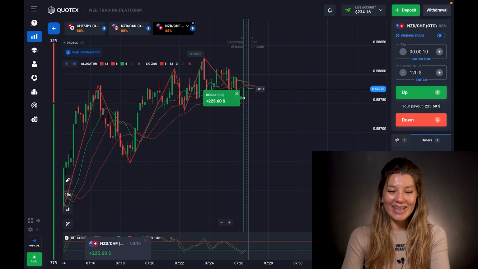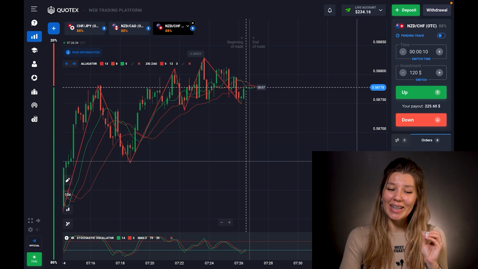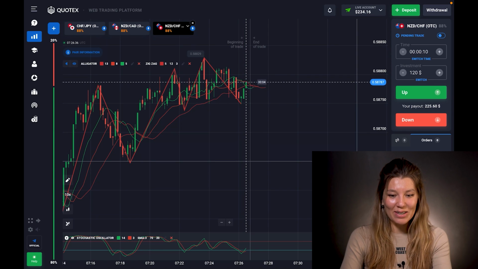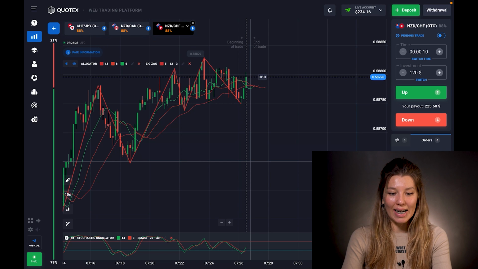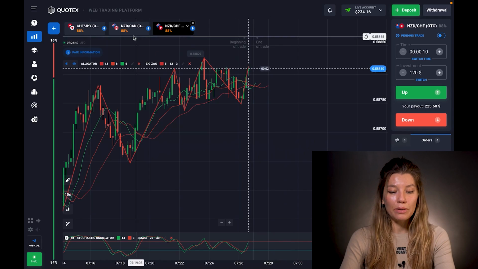Well, amazing result and amazing profit. So you see, just in 10 seconds I managed to gain my profit, and I already have $233. That's awesome, friends. And of course I want to continue this session, so let's go to the second currency pair, New Zealand dollar and C pair.